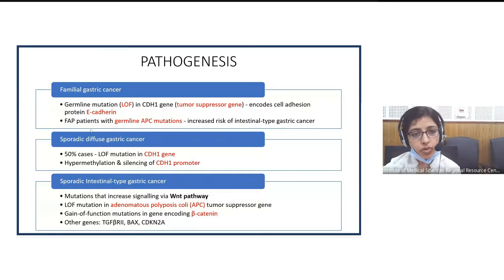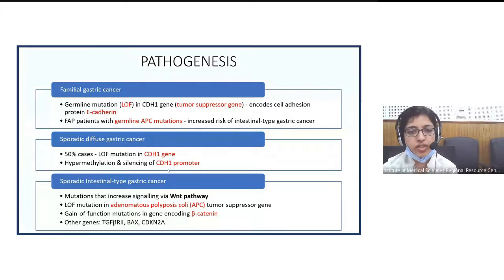Familial adenomatous polyposis patients also develop gastric cancer in the familial setting, and they have germline APC mutations, that is, the adenomatous polyposis coli gene. This is again a tumor suppressor gene, and with these mutations there is an increased risk of the intestinal type of gastric cancers, similar to that seen in the colon.